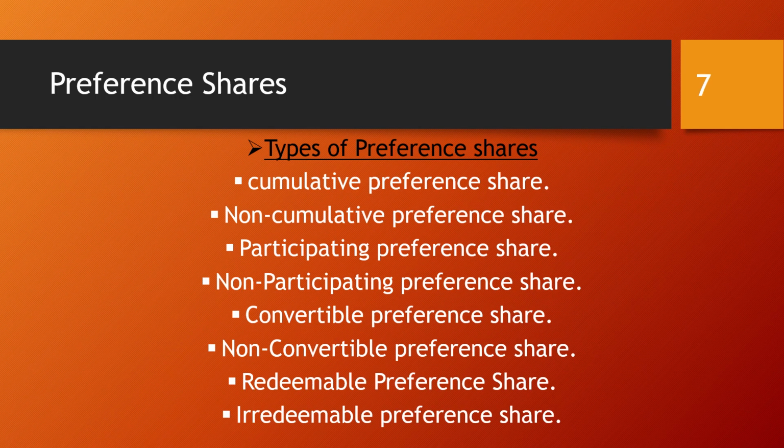Types of preference shares. The first category of preference share is cumulative preference shares. Cumulative preference shares accumulate unpaid dividends. If dividend is not paid in one year or in the last year, it is carried forward. That type of preference shares is called cumulative preference shares. Non-cumulative preference shares do not accumulate dividend. Unpaid dividend is lost.